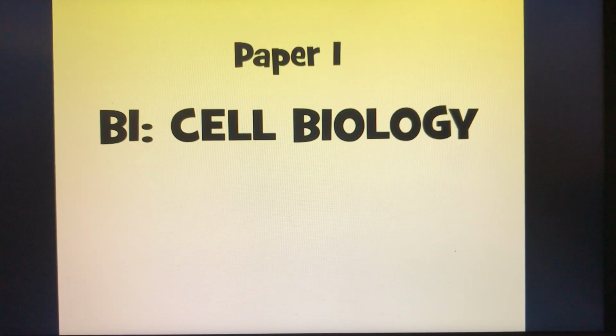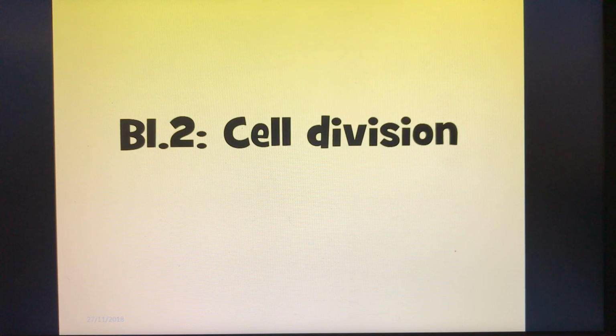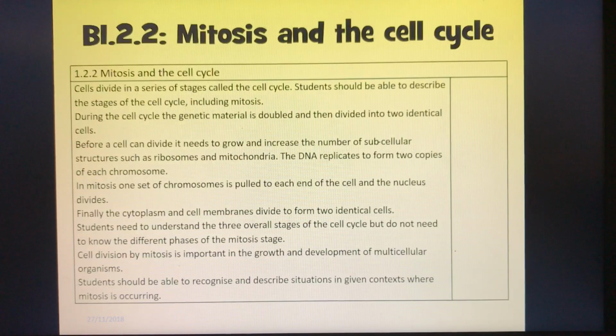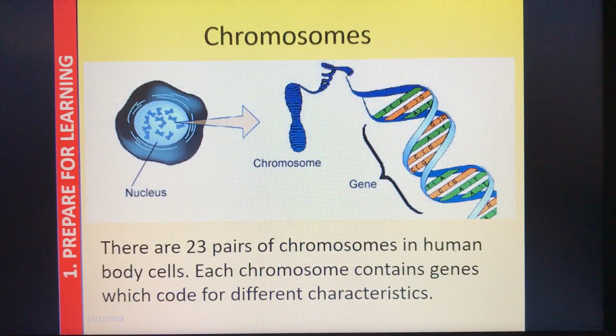This video is looking at the topic B1, cell biology, discussing cell division and chromosomes, the cell cycle and mitosis. So we're looking at the structure of chromosomes. When we delve inside the nucleus, if we're talking about a human body cell, any human cell that is not one of the sex cells, so not a gamete, which is the eggs and the sperm, they all have 23 pairs of chromosomes.